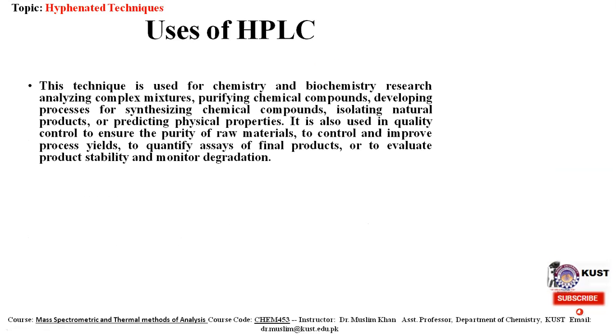So, the uses of HPLC. This technique is used for chemistry and biochemistry research, analyzing complex mixtures, purifying chemical compounds, developing processes for synthesizing chemical compounds and drugs, isolating natural products, and predicting physical properties. It is also used in quality control to ensure the purity of raw material, to control and improve process yield, to quantify the assay of the final product, or to evaluate product stability and monitor degradation.